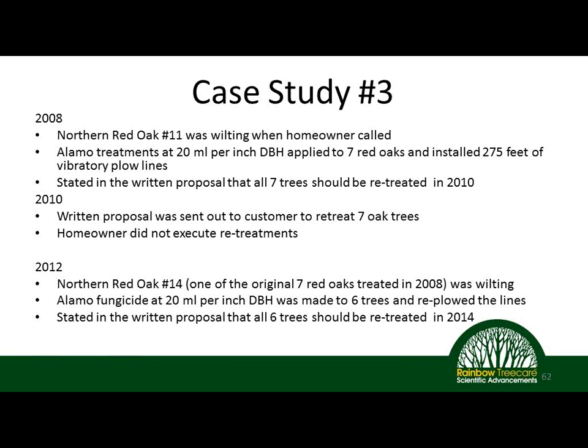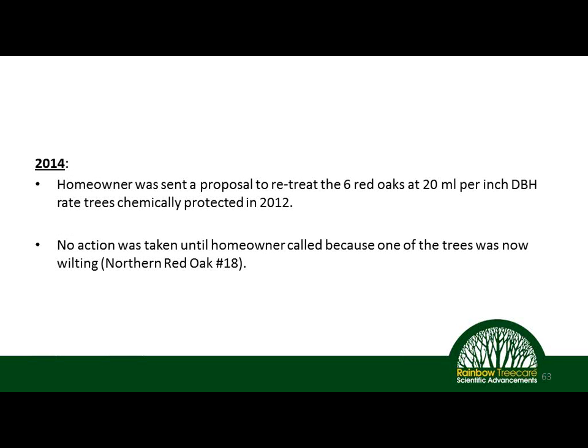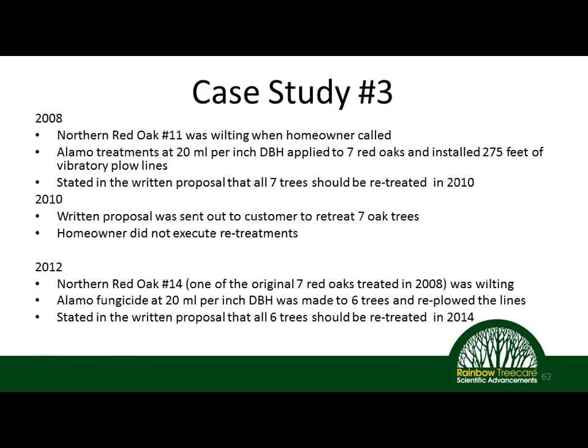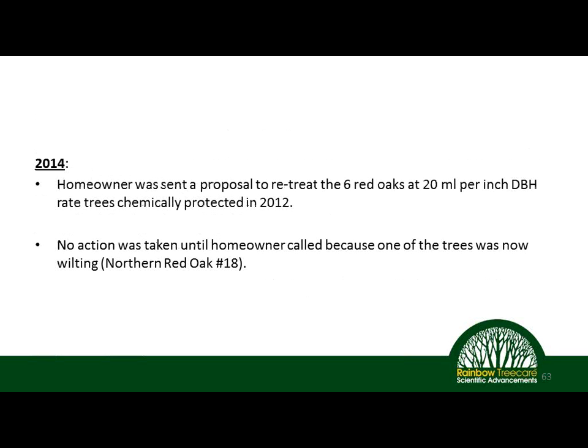And at this point in time, because 4 years have elapsed, they also made the decision to replow all of the plow lines. And again, it was stated in the written proposal that the homeowner would need to retreat the 6 remaining trees again in 2014. Homeowner was sent a proposal to retreat the oaks, and no action was taken again until the homeowner called because one of the trees was now wilting. And this was back in 2014. And we're hoping that we can treat at least the remaining 5 trees that are on the property.